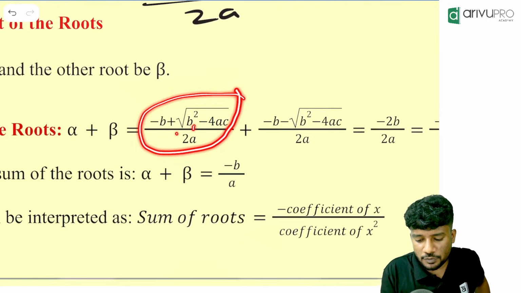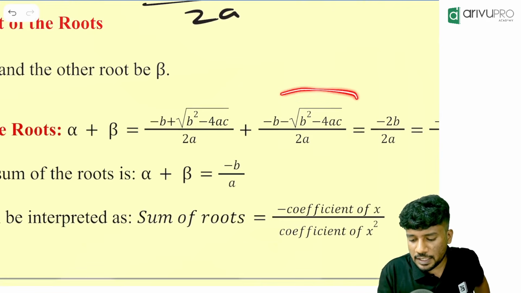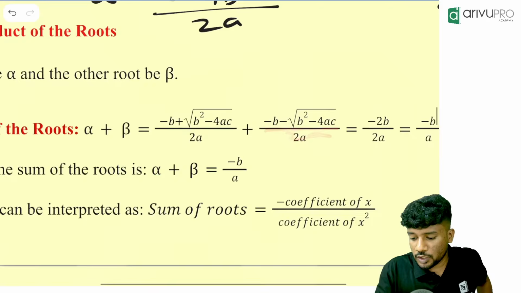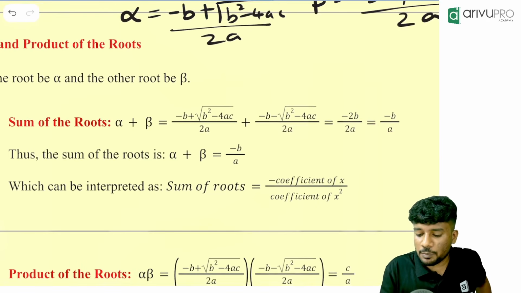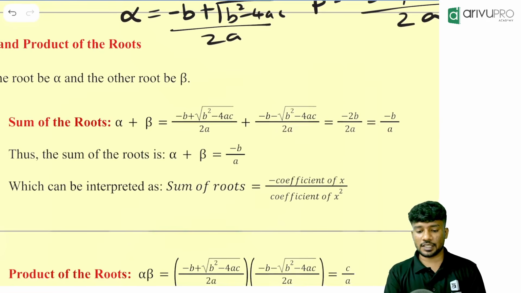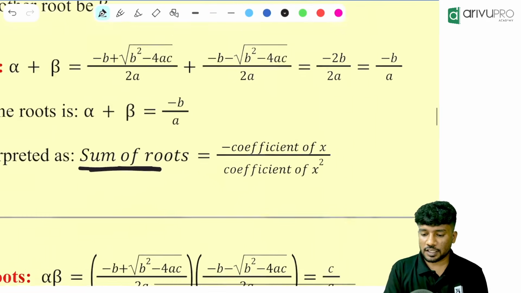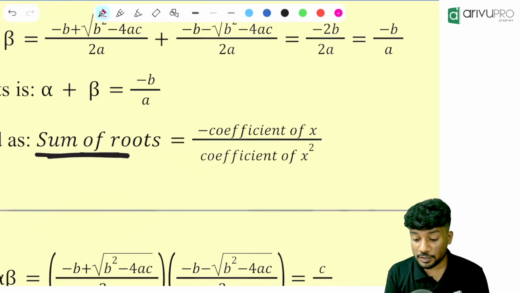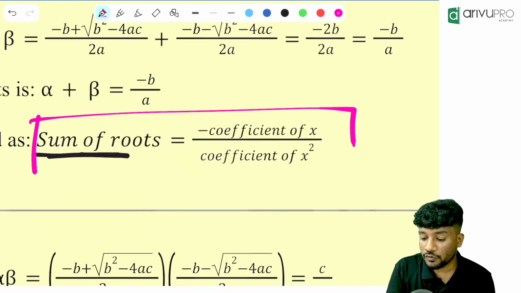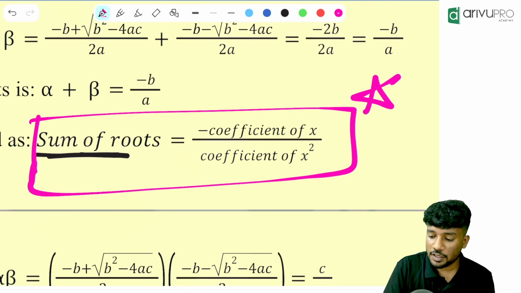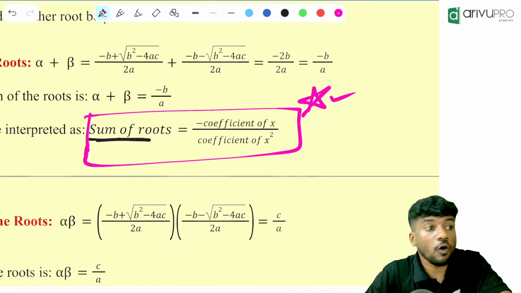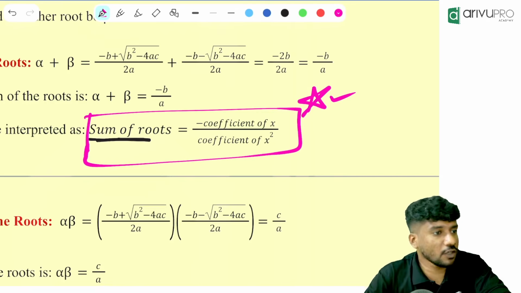When you put alpha as minus b plus root of b square minus 4ac divided by 2a, and beta as minus b minus root of b square minus 4ac divided by 2a, you are getting minus b by a. In general, the sum of the roots is minus coefficient of x divided by coefficient of x square. Very, very important. All the questions can be solved with this idea, almost all. Why? Because we require the second one also: product of the roots. Make a note of it, people.